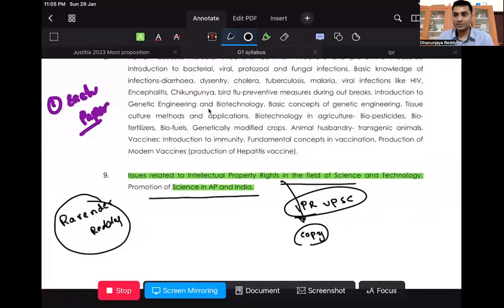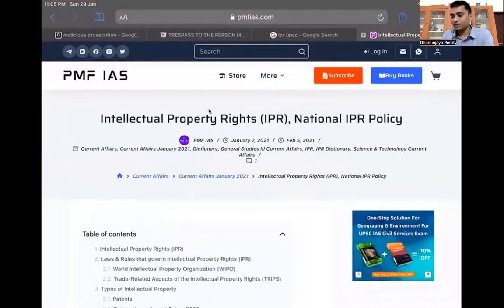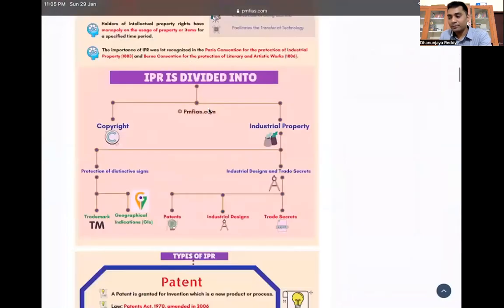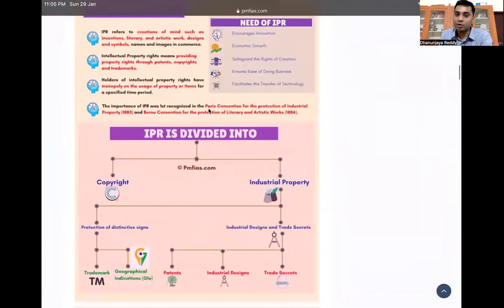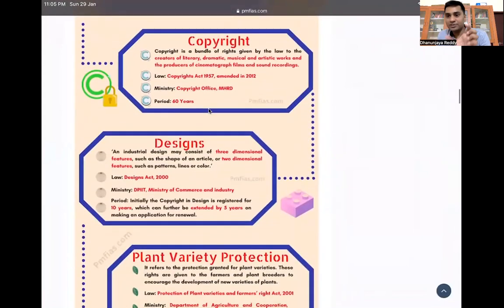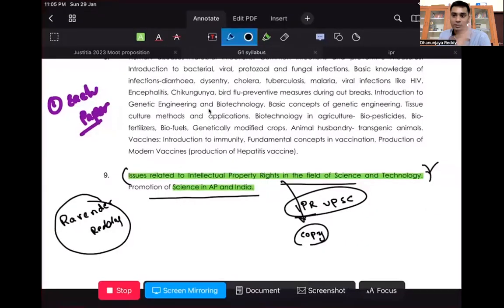What is IPR? What are the things? How is that divided? So this topic will be over, and there will be one question that will be asked. Now that is how you have to do this topic. So the source is PMFIAS, only this one you have to read, and they have given it very beautifully. Look how IPR is divided: copyrights, industrial policies, like this. So you can get this page, download it and save it.